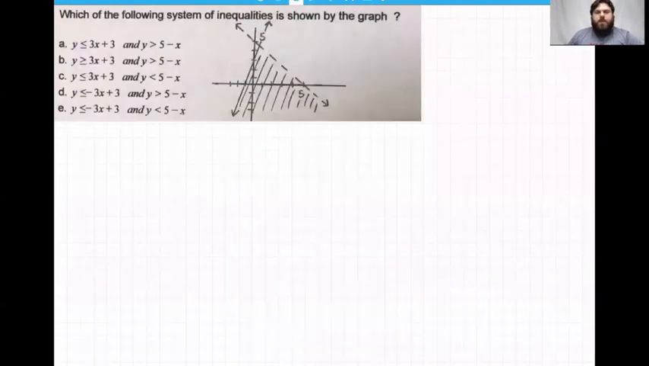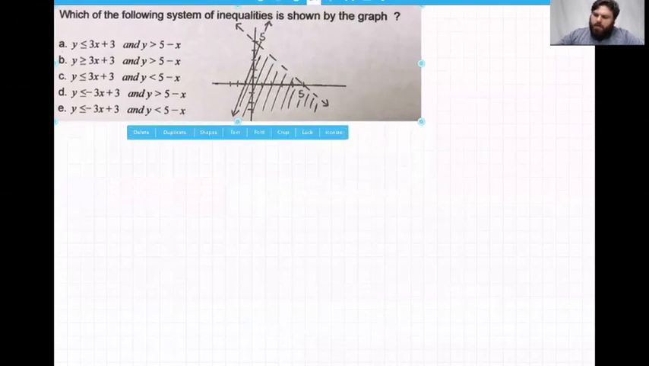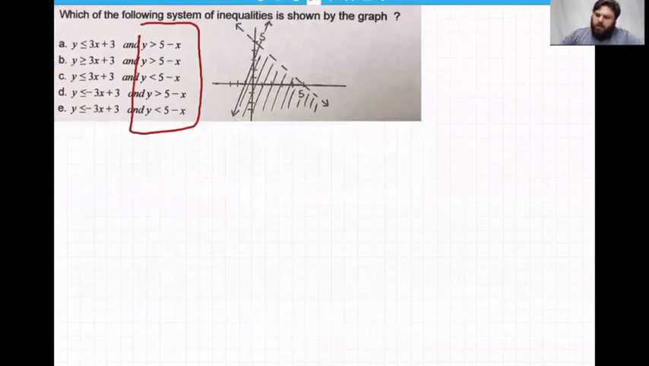All right, which of the following systems of inequalities is shown by the graph? Okay, so basically, if you look at the different possible answers here, you notice that all of these are the same. All these ones on the right are the same, okay? The only thing that is different is there's some negatives here, some minus slopes. What's the slope of this line? Looks like -1, so that's coming down.